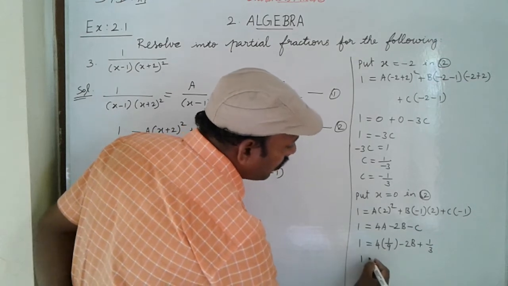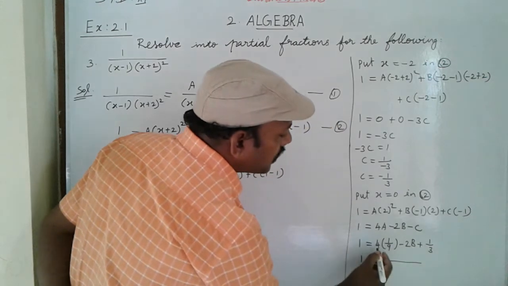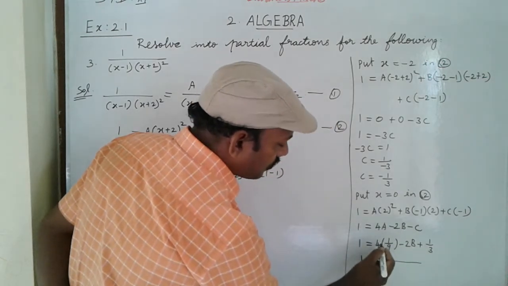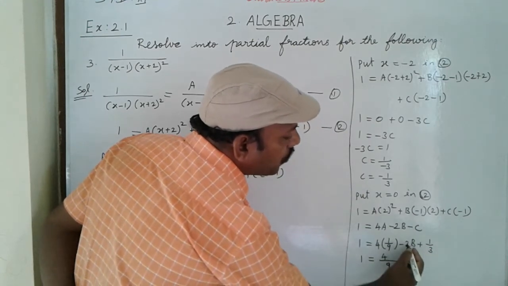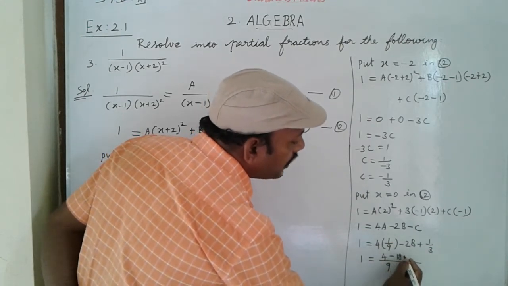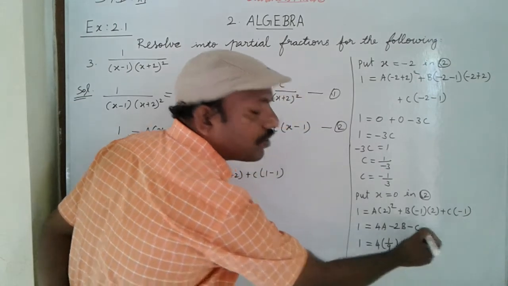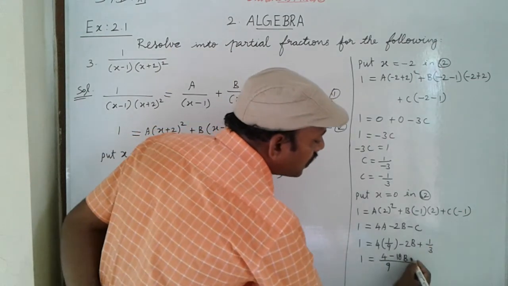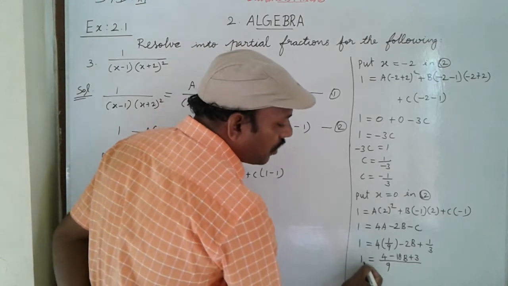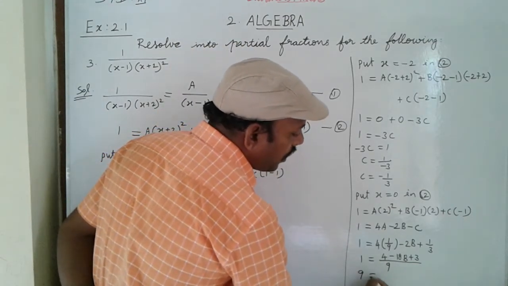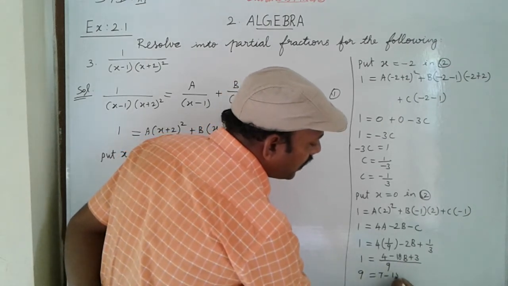Take the LCM: 9 is the LCM. Here the 4 with 1 time 9 is in the denominator, then minus 18b, since 2 9s are 18. Next 3 3s are 9, so we multiply in the numerator: 1 3s are 3, plus 3. So 9 cross multiply here, 1 into 9 is 9, equals 4 plus 3 is 7, minus 18b.